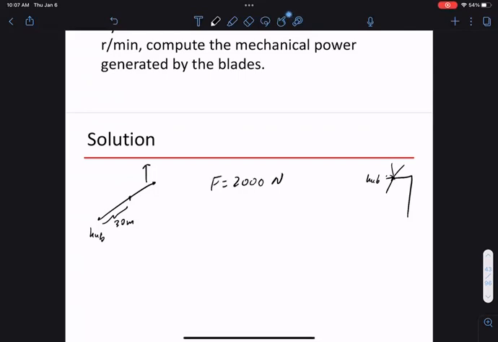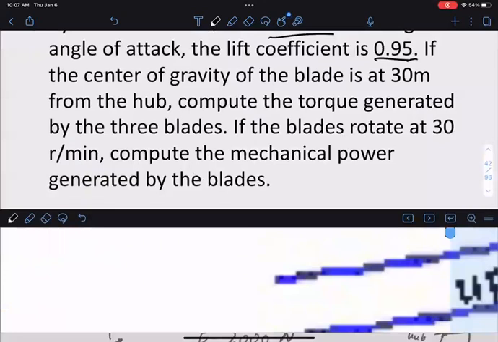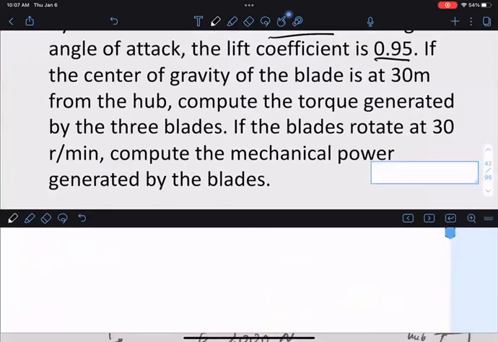Right, so the total force is 2000 newtons. The lift force is a lift coefficient multiplied by the total force we have. So the problem gives us lift coefficient 0.95. So yeah, 0.95 here. Oops. What did I do?